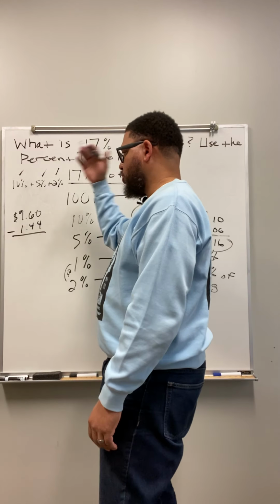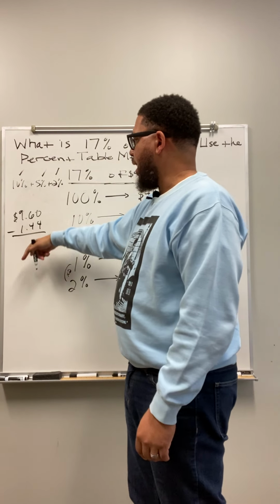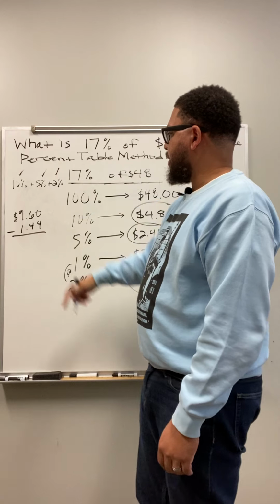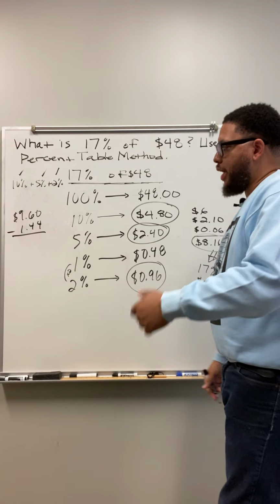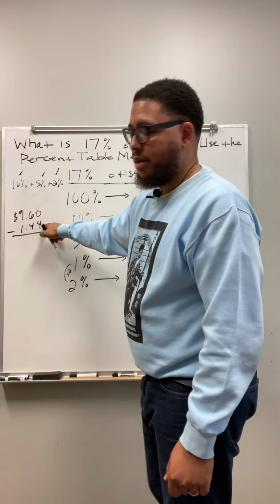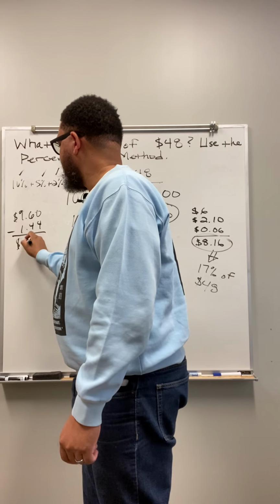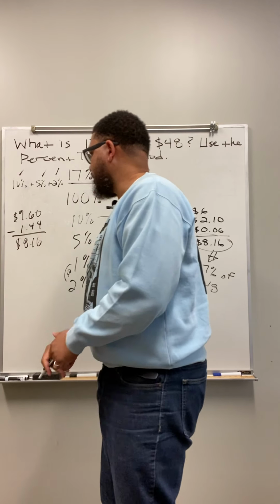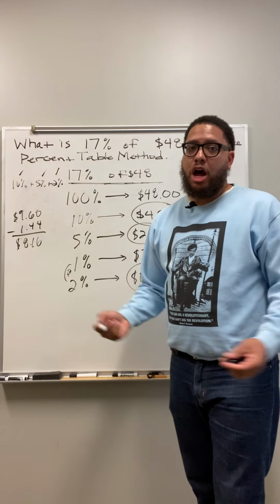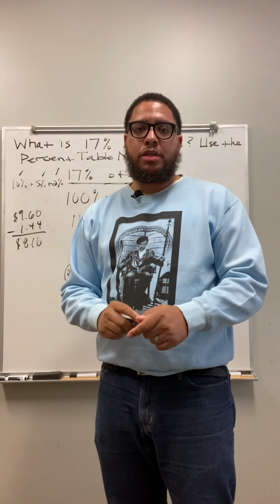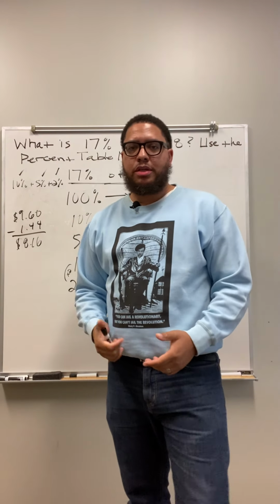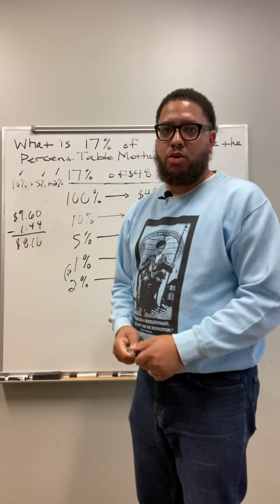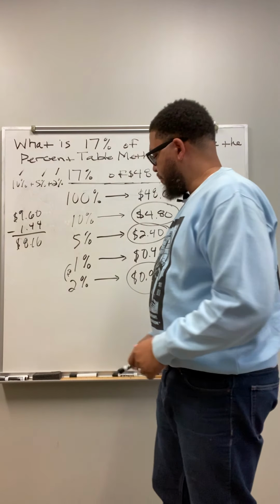So 960, I'm going to do this in my head. 960 minus $1 is 860. 860 minus 40 is 820. 820 minus those 4 pennies right there is still $8.16. And I always think that's real cool when you find the same answer doing a math problem 2 different ways. Even when I was a young boy, I always thought that was real cool, you know?